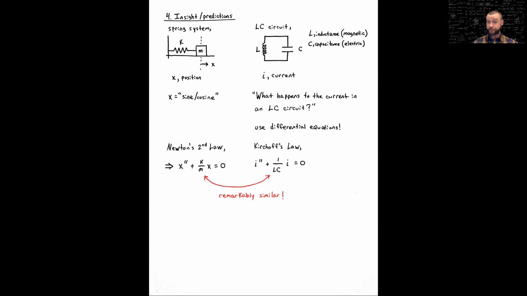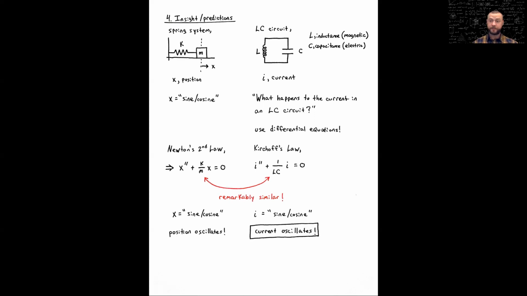Now, on the left, we did see that sine and cosine are solutions for the position. And since those two differential equations are so similar, we should expect sine and cosine functions as solutions for the current. What does that tell us? If the current has sine and cosine in it, well, that tells us that the current oscillates. There's peaks and valleys, it increases, decreases over time in some regular pattern with a certain period and frequency.